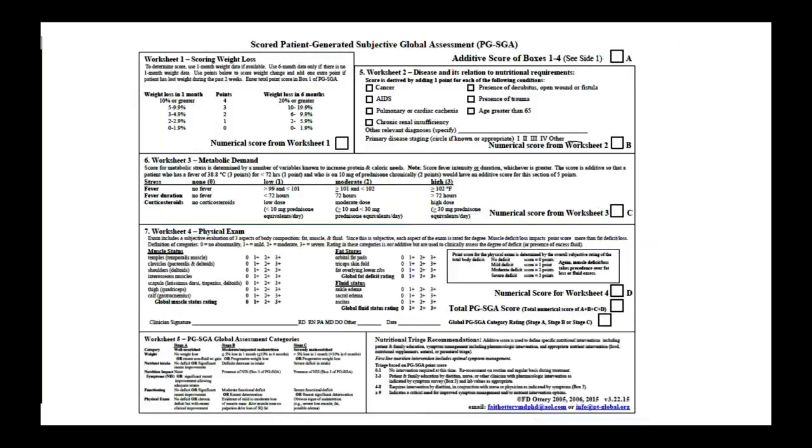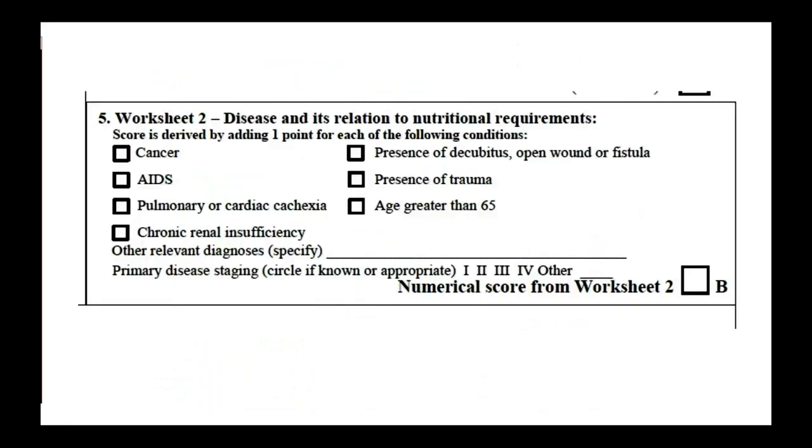Flipping this page over, we have the next piece of the PG-SGA. Let's focus on worksheet 2, box 5, after we move our score up here from the prior page. These are diseases that are related to nutritional requirements, and we would add a point for each of the conditions. So in this case, the score would be a 2. Let's go to the next box.